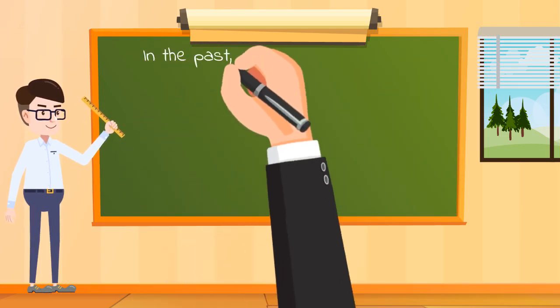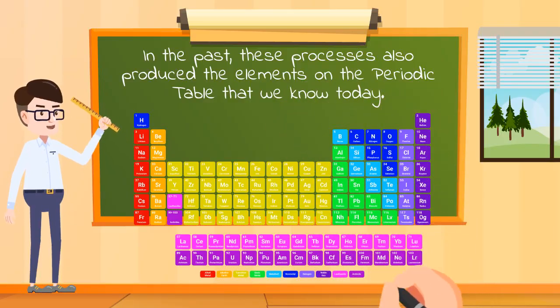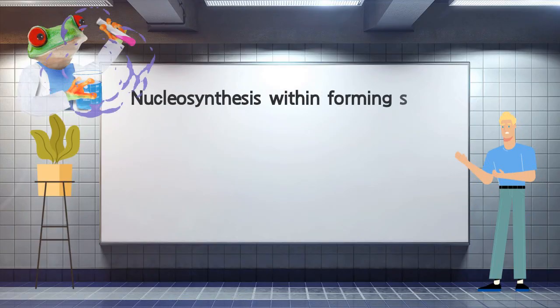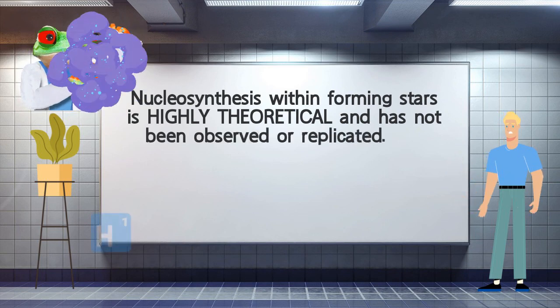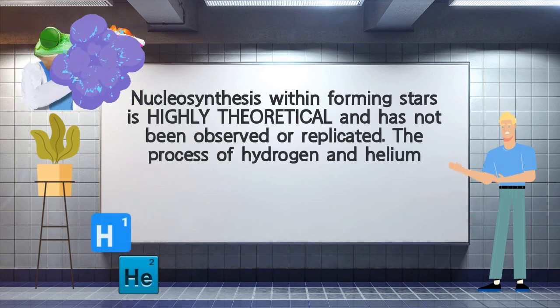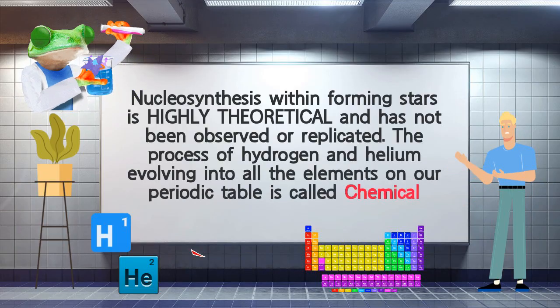In the past, these processes also produced the elements on the periodic table that we know today. Nucleosynthesis within forming stars is highly theoretical and has not been observed or replicated. The process of hydrogen and helium evolving into all the elements on our periodic table is called chemical evolution.